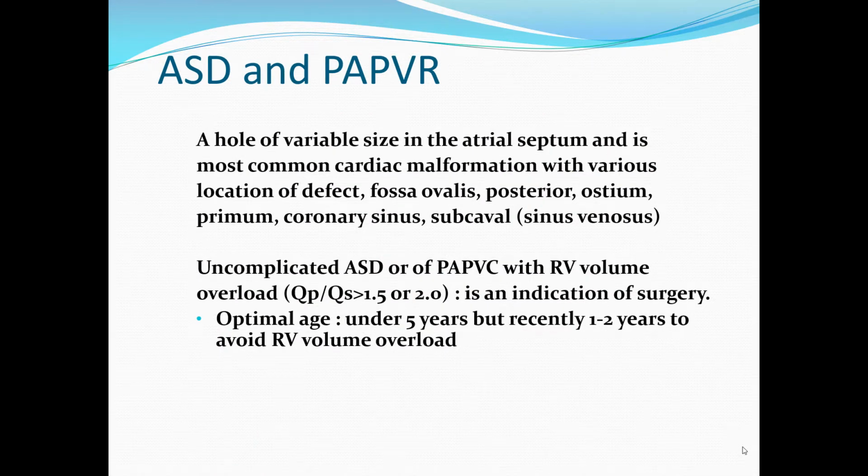ASD, atrial septal defect with partial anomalous pulmonary venous return. Sometimes the ASD may be alone, a defect in the interatrial septum, or it may be associated with partial anomalous pulmonary venous return. What is partial anomalous pulmonary venous return? This is a situation in which some of the pulmonary veins, one or two of them, instead of draining into the left atrium, drain into the right atrium. So during repair, we close the ASD and we redirect these pulmonary veins into the left atrium as in normal anatomy.